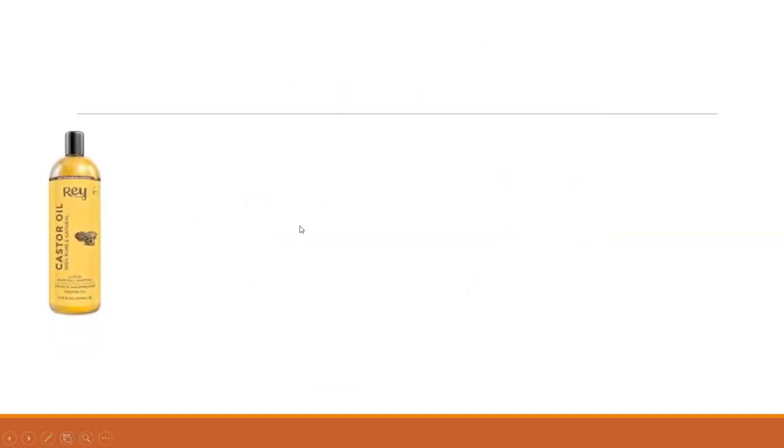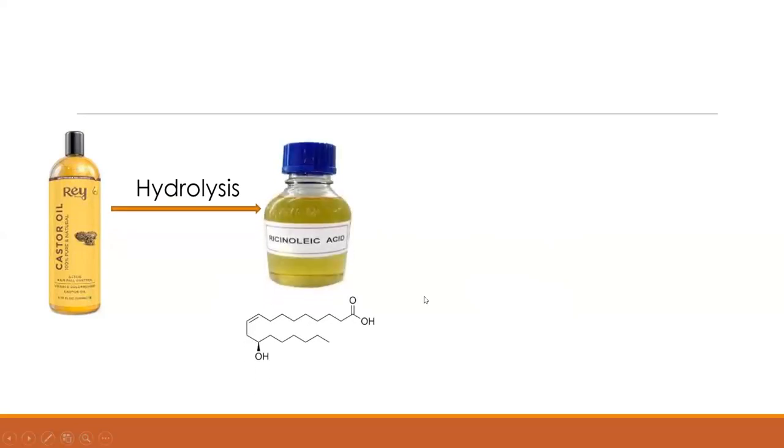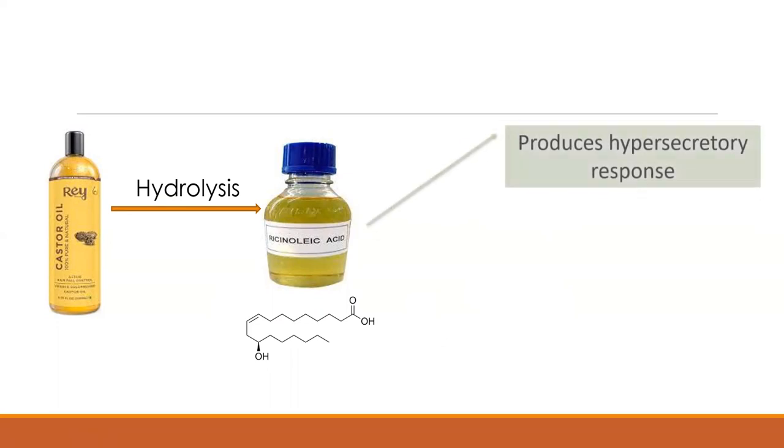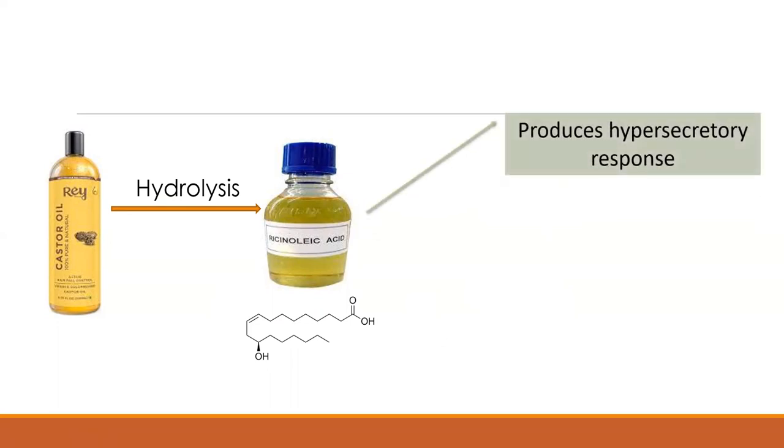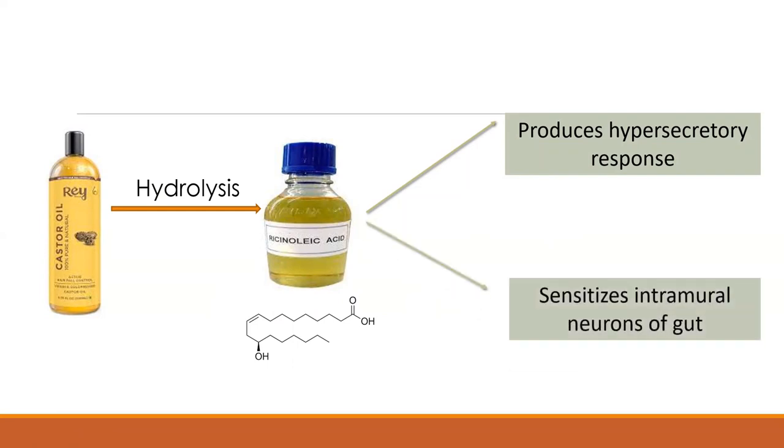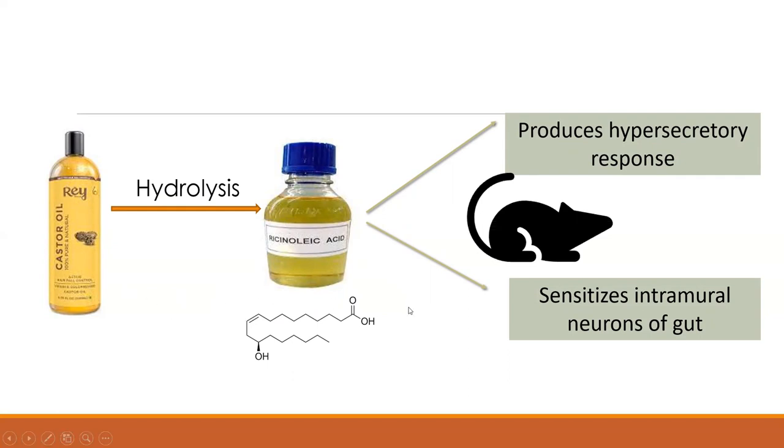In this case, we are going to use castor oil. Castor oil gets hydrolyzed and forms ricinoleic acid. This ricinoleic acid has two effects in the GIT. First, it produces hypersecretory responses from the GIT. And second, it sensitizes the intramural neurons of the gut. So this is the mechanism by which castor oil produces diarrhea.